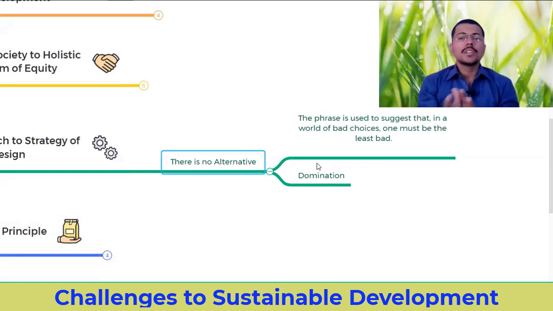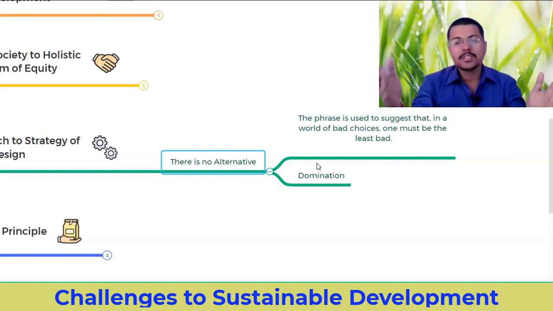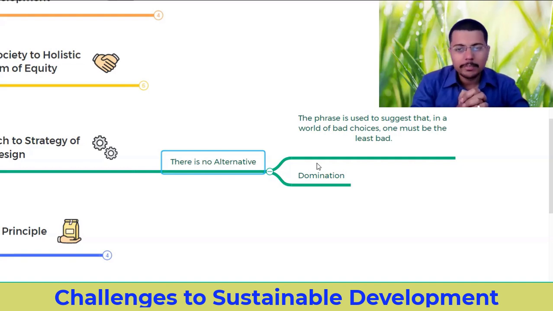The phrase is used to suggest that in a world of bad choices, you must choose the least bad, and this is the only option that we have. Look, there are n number of worse things, and from that you need to choose this. It has been used historically by many political parties as well. You can search it on the internet also.